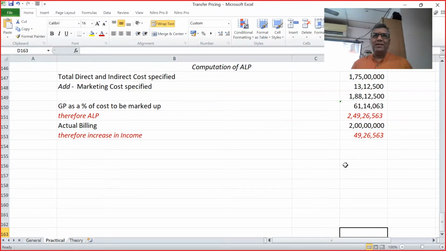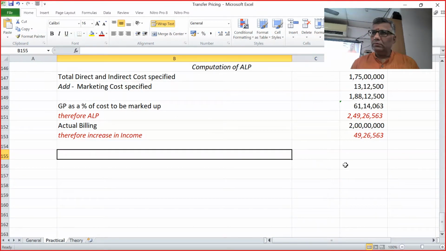CUP method, yeah, you can prove. You cannot sell it at a lesser price than your competitor. You can only match your competitor. You cannot. You will be paying tax on it.